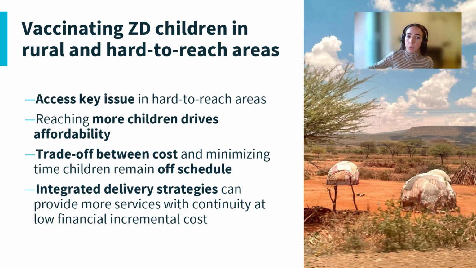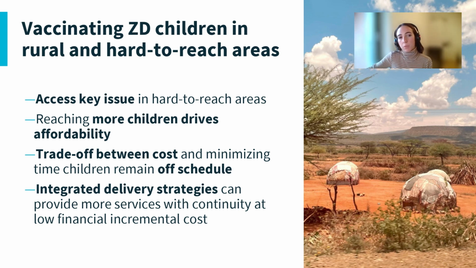While these strategies are more cost efficient, exactly because they're implemented relatively infrequently, sometimes just once or twice a year or even less, they leave children off schedule for longer, indicating that there is a trade-off between reducing costs and leaving children unprotected for longer.